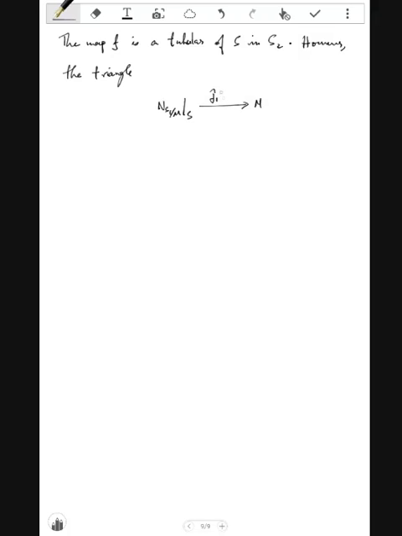J1 tilde composed with I, and J2 composed with F, does not commute. So this F is the tubular neighborhood of S in S2, so it's a map from N_S over S2 to S2. And this triangle need not commute. So let's make the following observation.